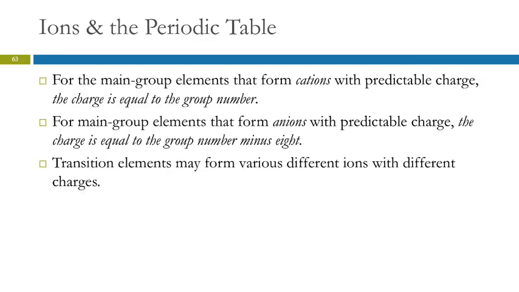So, summary of that. For the main group elements that form cations, the metals, the charge is equal to the group number. Main group only. For the main group elements that form anions with predictable charges, those would be the nonmetals, the charge on those is equal to their group number -8. And these group numbers that I'm referring to are the ones with the letters, the 3A, 4A, 5A, not the 17 and 18. The transition metals can form lots of different ions, and so we'll talk about those guys later.